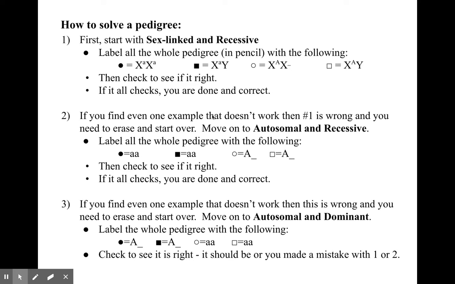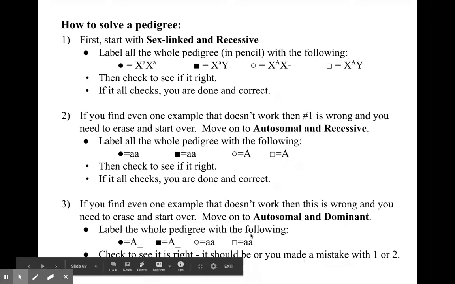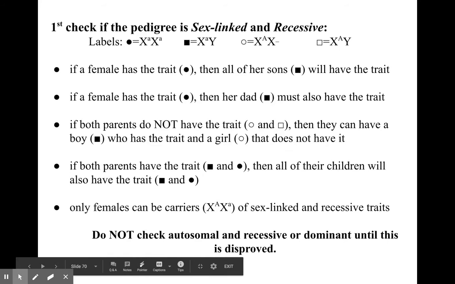So if you find even one example that doesn't work for number 1, then it's wrong, and then you have to erase and start over, and then you do autosomal and recessive, and you label them all, and you check to see if it's right. And if it all checks, you're done and correct. But if you even find one example that it doesn't work, then you have to erase and start over. Then you do autosomal dominant. So notice this is the order. You always check sex-linked, then autosomal recessive, then autosomal dominant. That's Mr. Halverson's way.